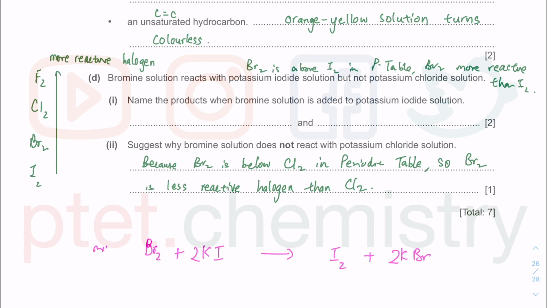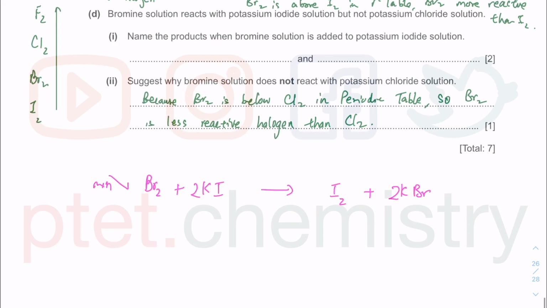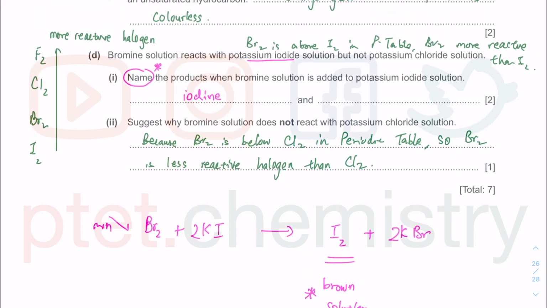So this reaction happened, but then we are saying that bromine with KCl does not happen. That's because bromine is less reactive than chlorine, but bromine is more reactive than iodine, therefore this reaction can happen. You will see a brown solution because iodine in water is a brown solution. And name the products. They want names, you cannot give formulas, so I have to say iodine, and I have to use potassium bromide because just now it was potassium iodide, so now I have potassium bromide because K plus Br minus.